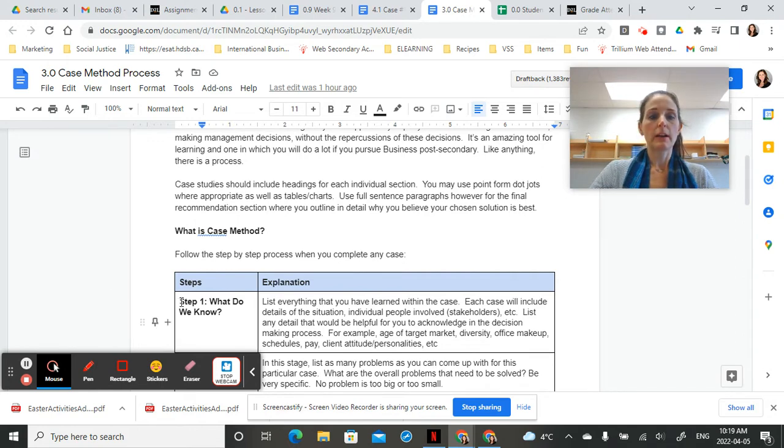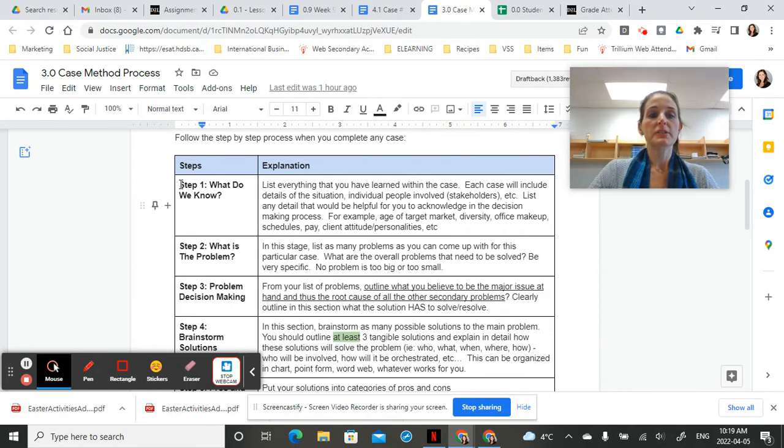Your case is going to start with a title page. So your very first page of your case study will have a title page. Your title page will include the name of your project, so in this case, your case study, your name, my name, the date, and the date that it's due. I have that listed below.